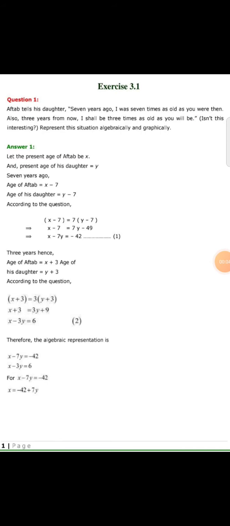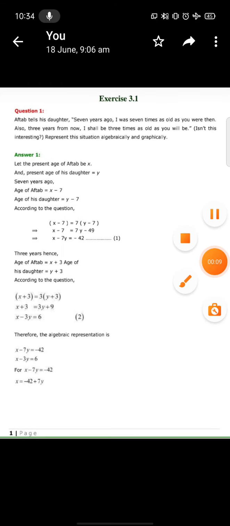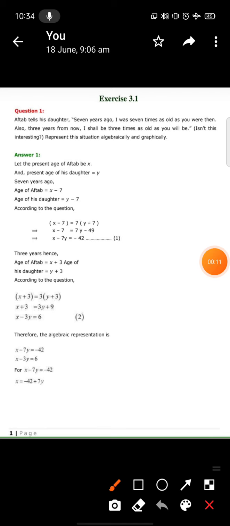So in this class we were doing exercise 3.1. In the last class I sent the notes of exercise 3.1. Now I'm going to explain this. Okay, so this exercise is related to word problems. First thing is there. Second thing, we have to convert this word problem into linear equations of two variables.